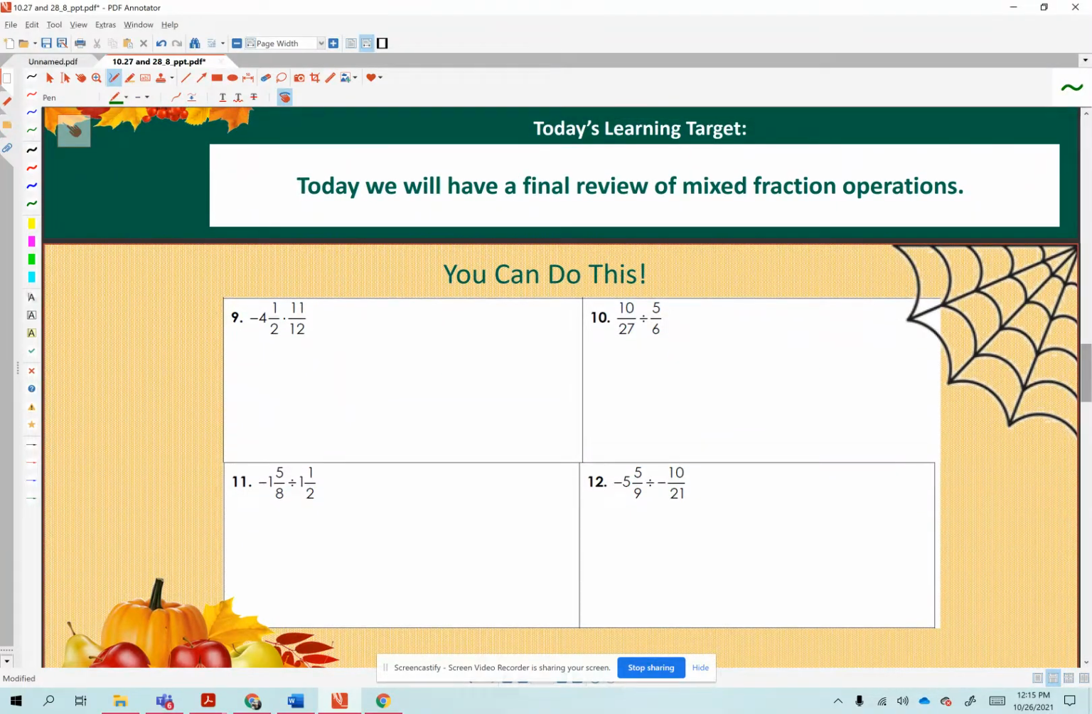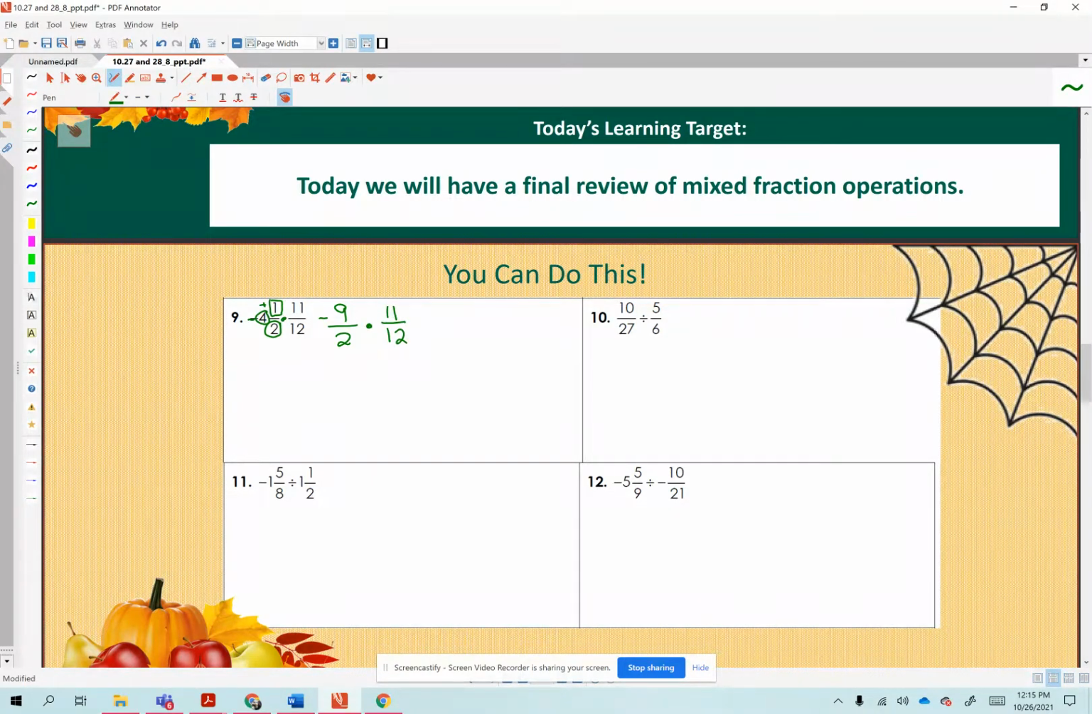So number 9 is multiplication. I see that, and I also see that I'm multiplying a negative number times a positive number, which means that my answer will be negative. So first I convert the 4 1/2 to an improper fraction. 4 times 2 is 8, plus the numerator of 1 is 9. So I have 9 over 2, and that's negative, times 11 over 12.